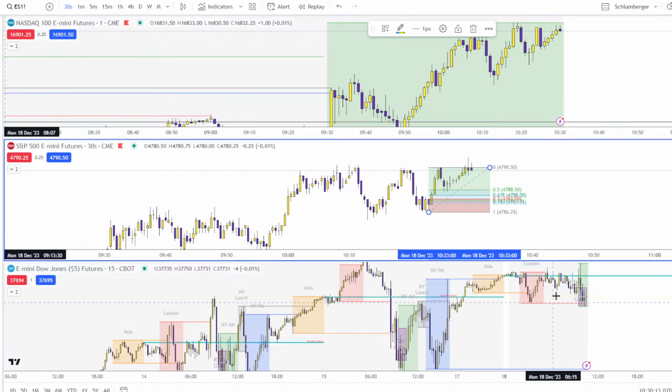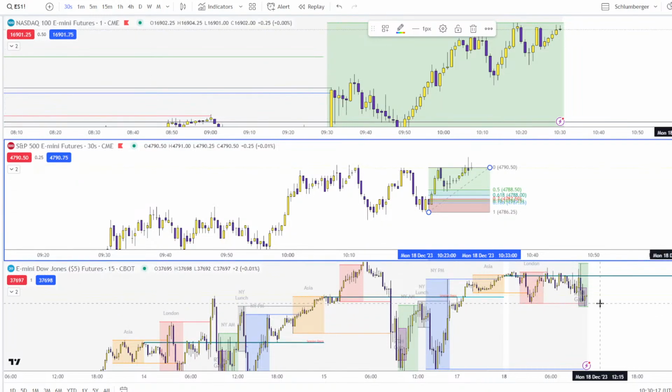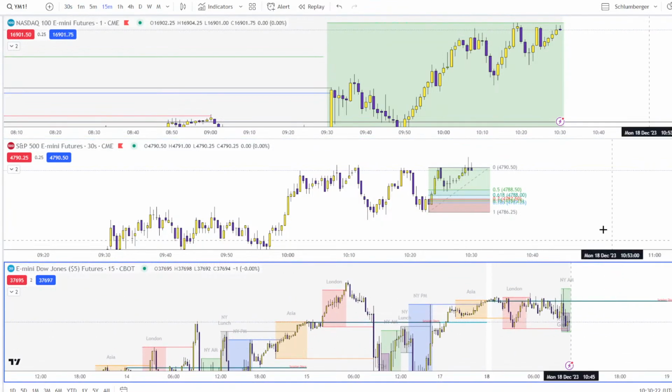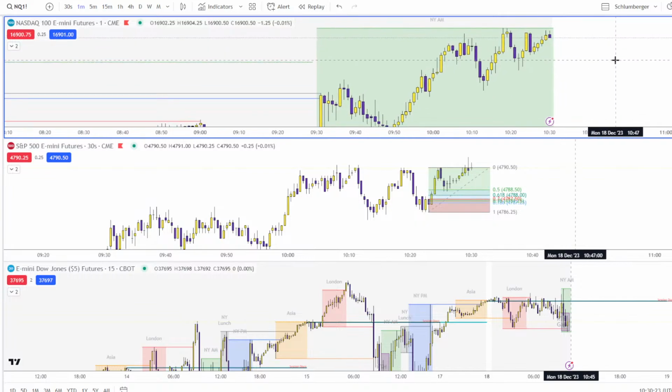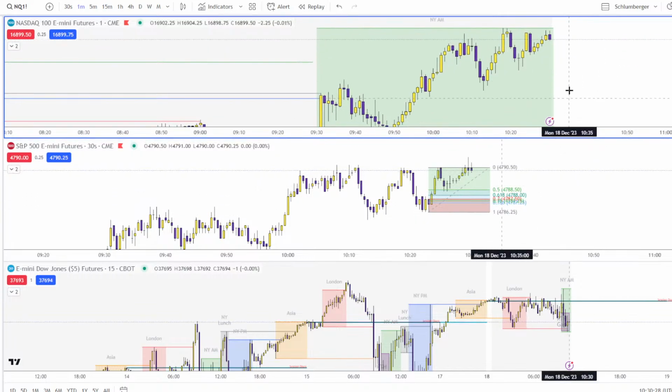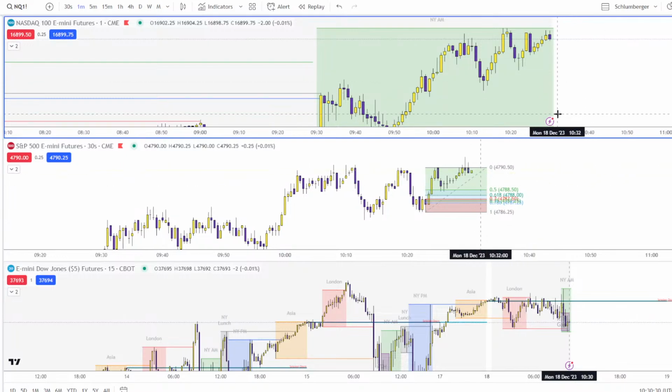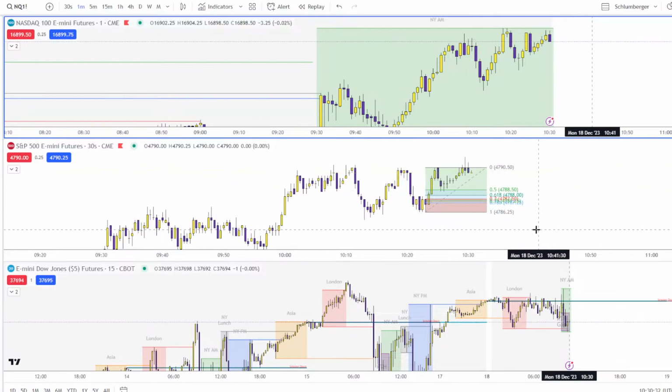Dow's finally ran out its lows before London. Now it's come back into the middle of that range again. So Dow's not fun to play in. The cleanest price action right now looks like it's on these two charts, Nasdaq and S&P.